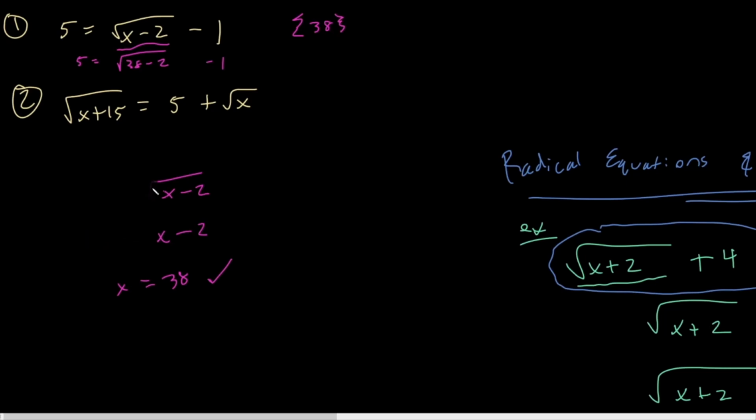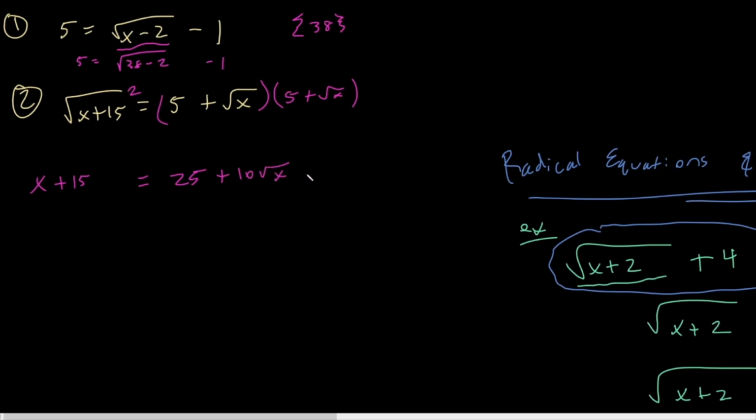Let's try the other one. So it's already isolated, so we're good. Just go ahead and square both sides. X plus 15. I need to FOIL this. So first gives me 25. Outside and inside together give me plus 10 root x. And last gives me plus x.